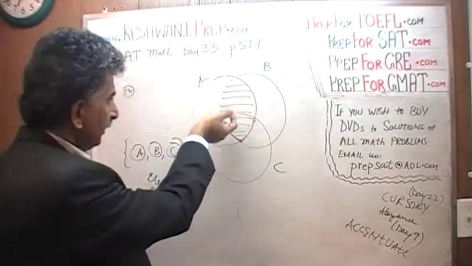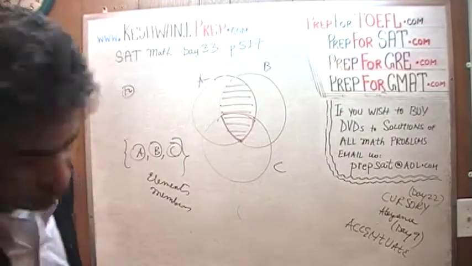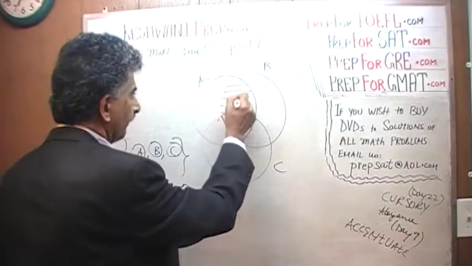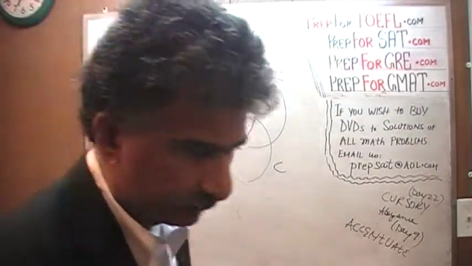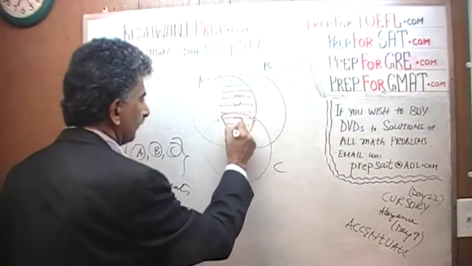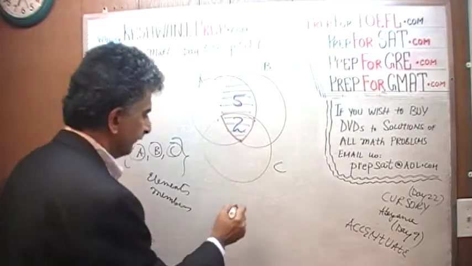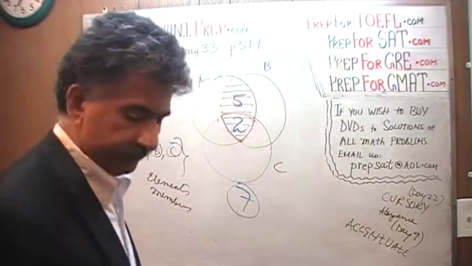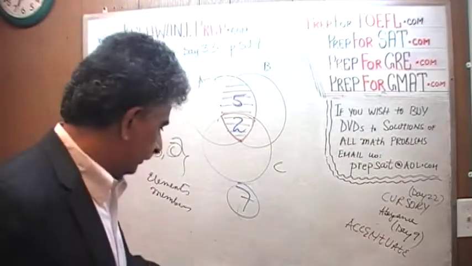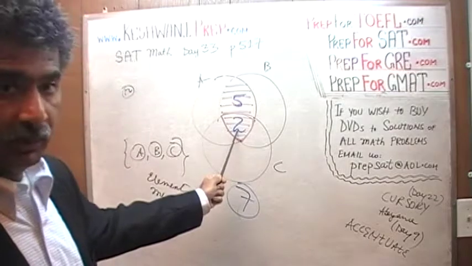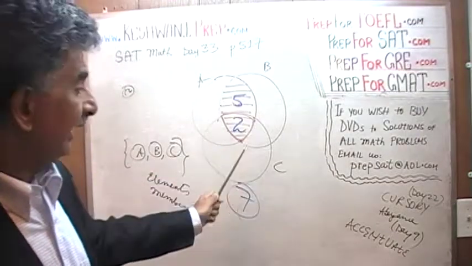So we just have to look at the number of elements in these 2 regions, which is a 5 and a 2. A 5 and a 2. That's it. The answer is 7. How many elements are common to set A and B? The answer is 7. In other words, there are 5 elements that belong to A and B, and there are 2 more that belong to A and B and C.